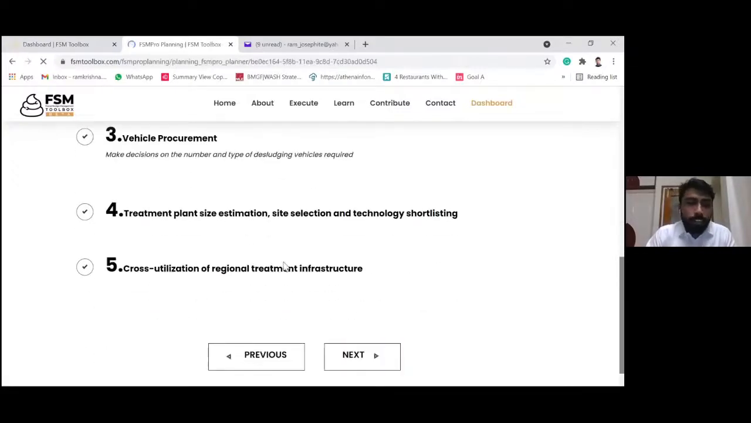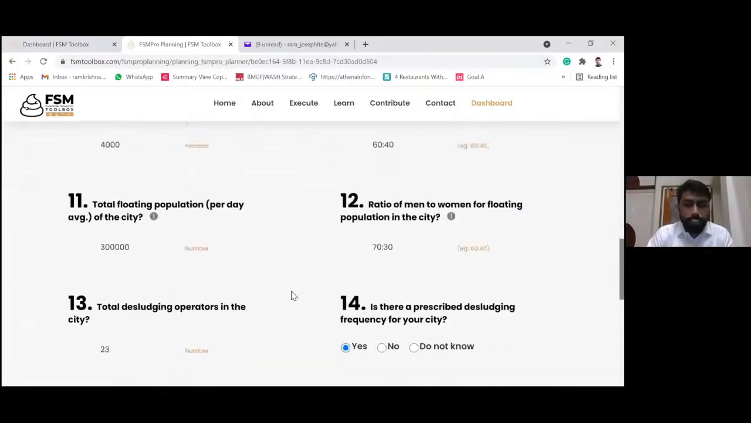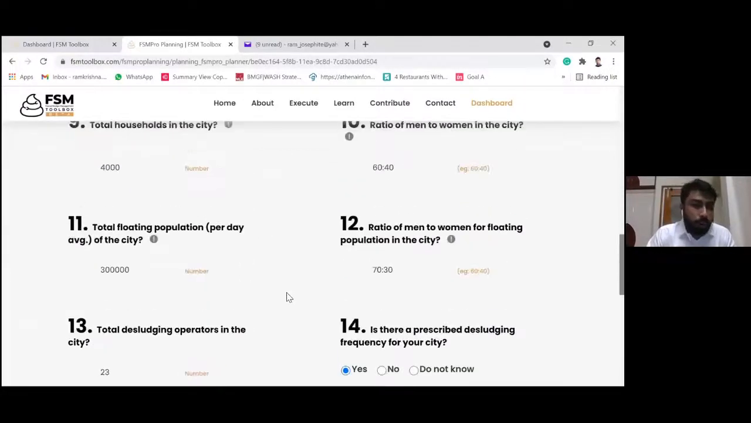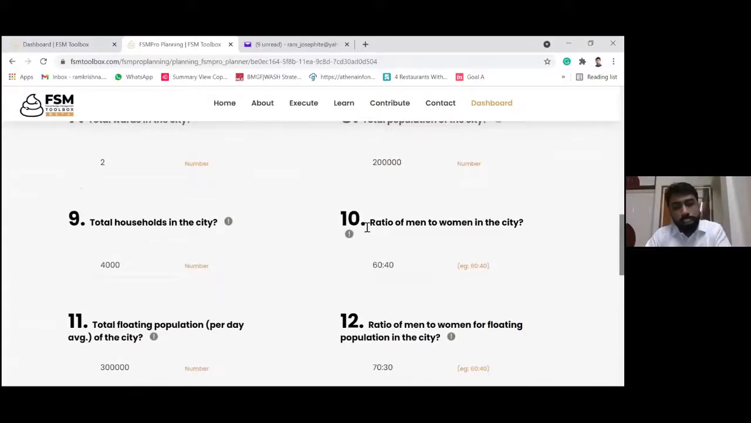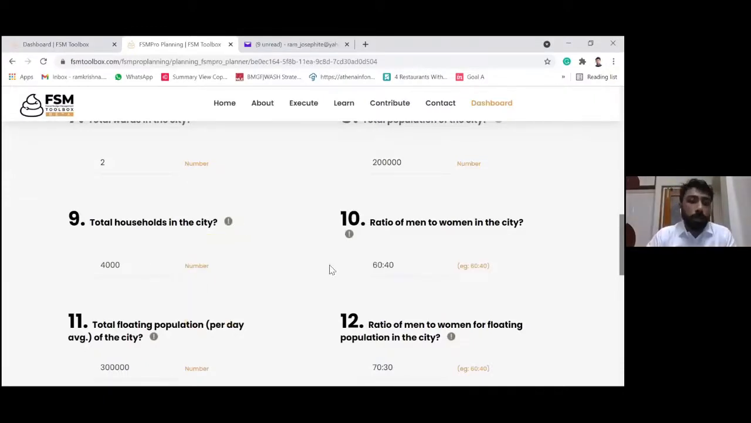Click on next. The tool asks you about 20 basic questions about your city, like what is the population, the number of households, the ratio of men to women. For all of these questions, a hint is given as well, so that it helps you understand that particular question better. The units are also mentioned, and in some places we have also added examples.